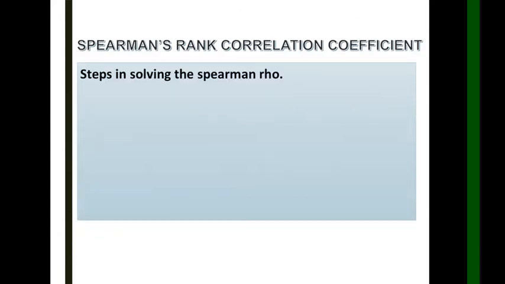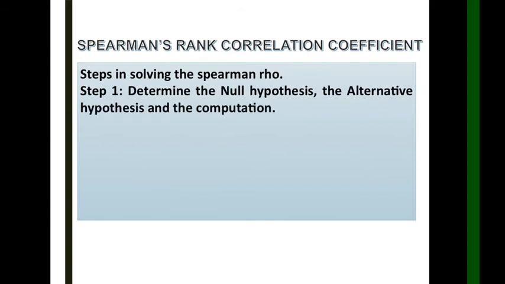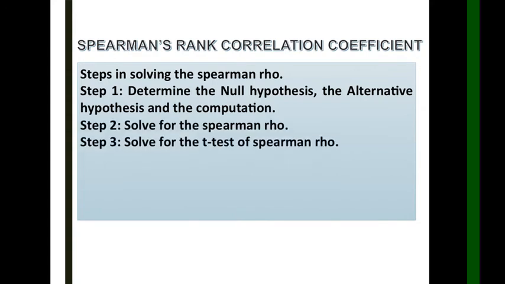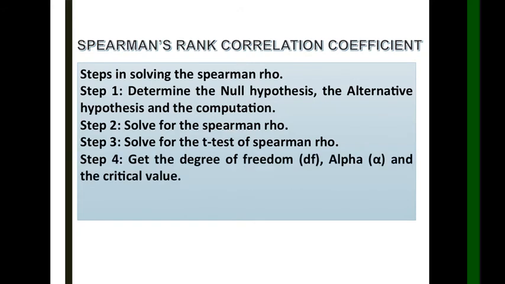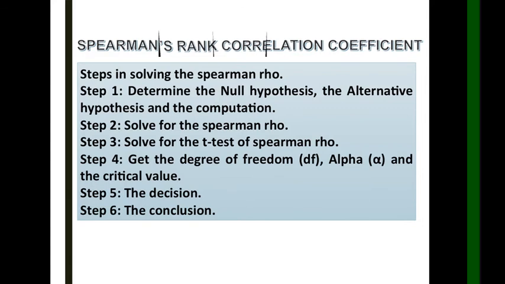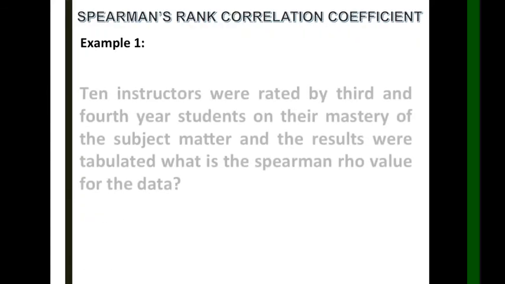Now, we have the following steps in doing hypothesis testing in Spearman law. Step 1. Determine the null hypothesis, the alternative hypothesis, and the computation. Step 2. Solve for the Spearman law. Step 3. Solve for the t-test of the Spearman law. Step 4. Get the degree of freedom, alpha, and the critical value. Step 5. The decision. And Step 6. The conclusion.